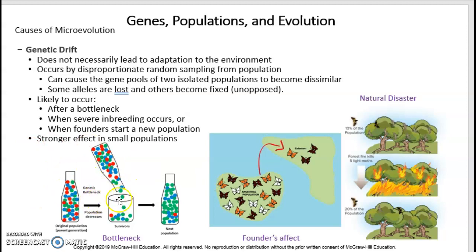It's called a bottleneck when just a few individuals are randomly put into a new population, whether it be by a natural disaster or a founder's effect, because it's random, just which few are poured out of this bottleneck. Which few alleles are going to be represented in this new environment. So after a bottleneck, there may be severe inbreeding because there's not going to be a lot of individuals to mate with. So the effects are going to be much stronger.